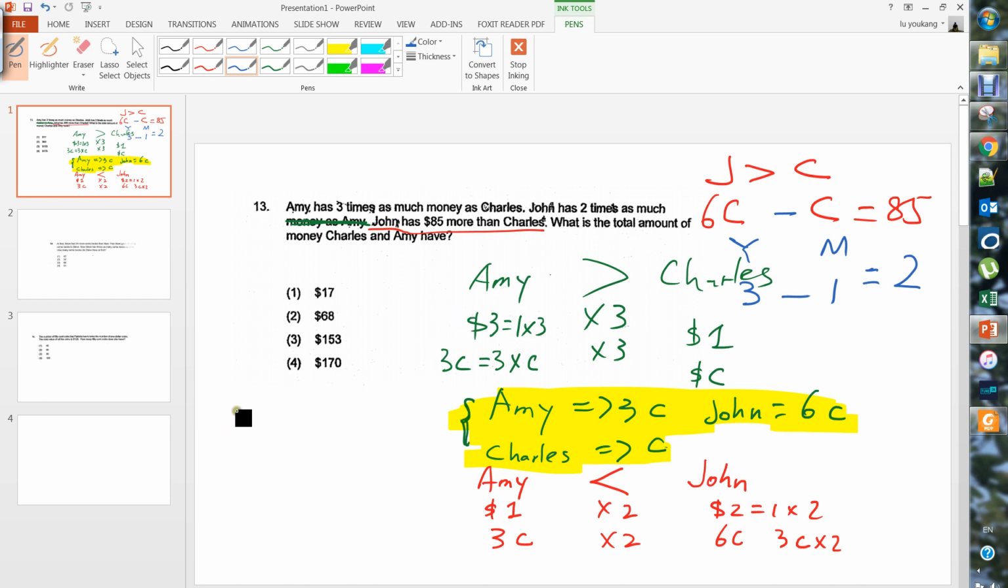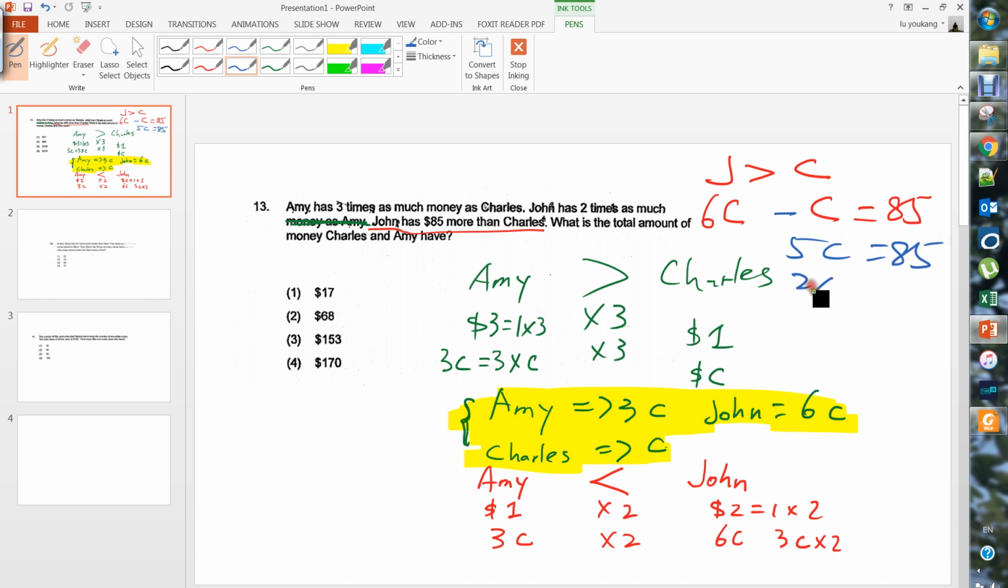So 6C minus C. How many C do you have? 6 cats minus 1 cat. You start with 6 cats, you minus 1 cat. How many cats left? Use your finger. Five. So 6C minus C equals 5C. So 5C equals 85, right?